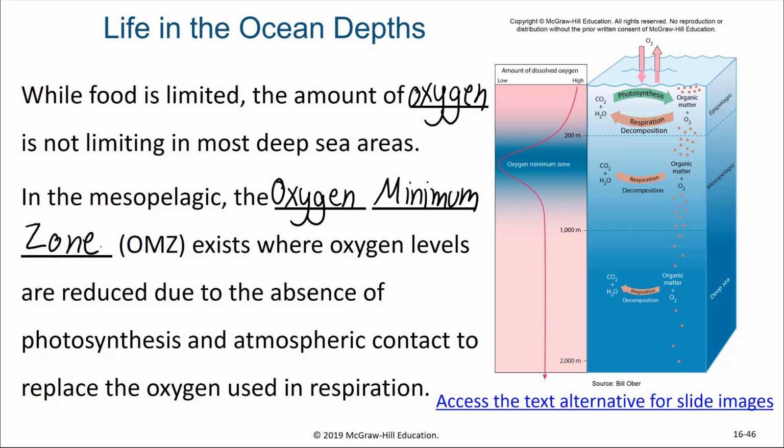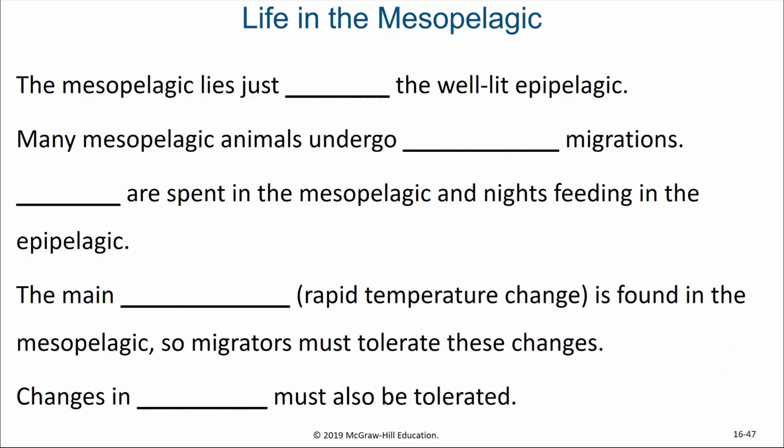exists where oxygen levels are reduced due to the absence of photosynthesis and atmospheric contact to replace the oxygen being used in respiration. So the respiration occurring in the upper Mesopelagic depletes the oxygen, but the amount of food and therefore the amount of respiration happening below that zone is significantly reduced, and so the oxygen levels are usually not depleted. The Mesopelagic lies just below the well-lit epipelagic.